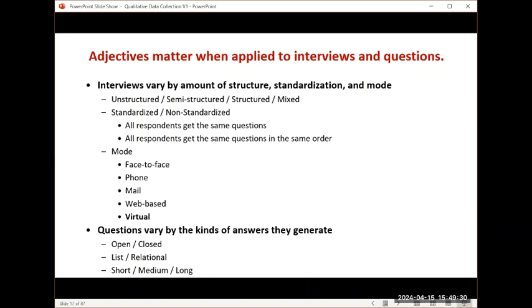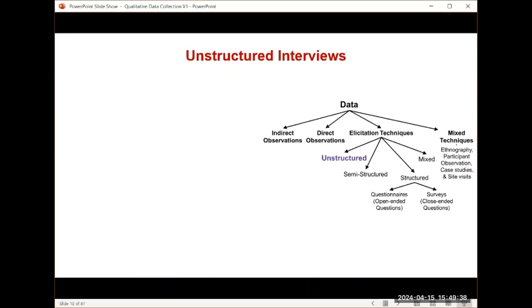So let's talk about open and closed and list and relational. I think these are really important to understand in terms of why you're asking questions.